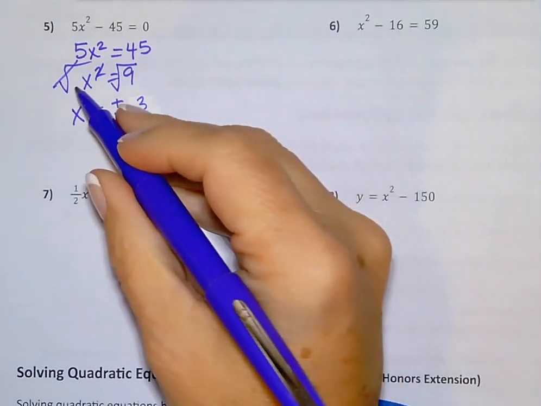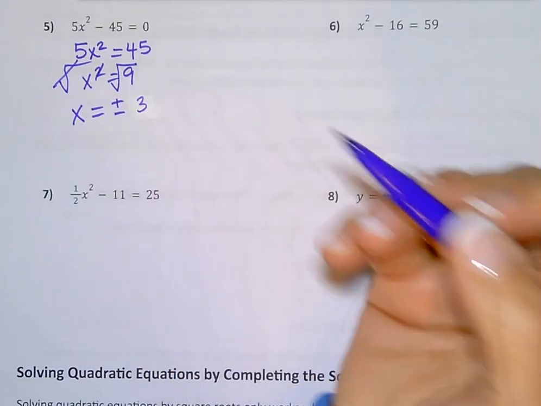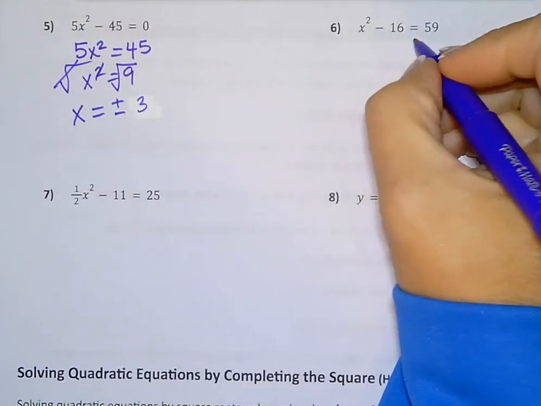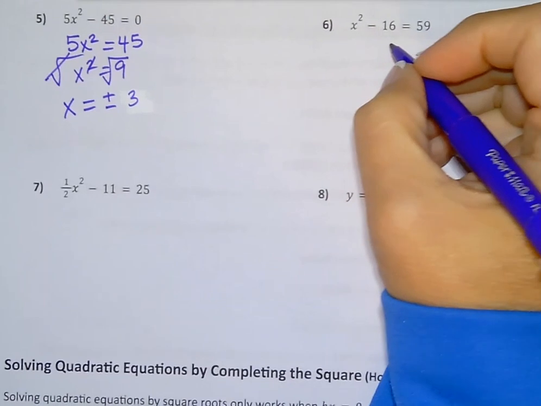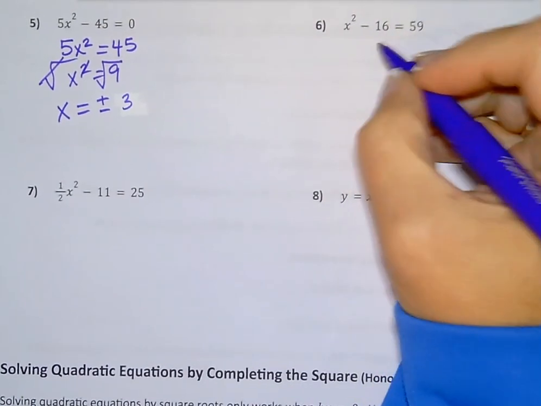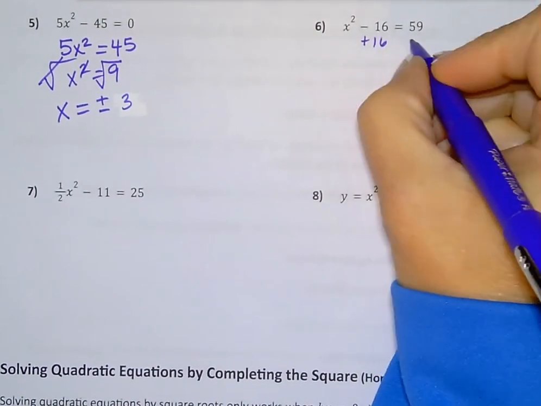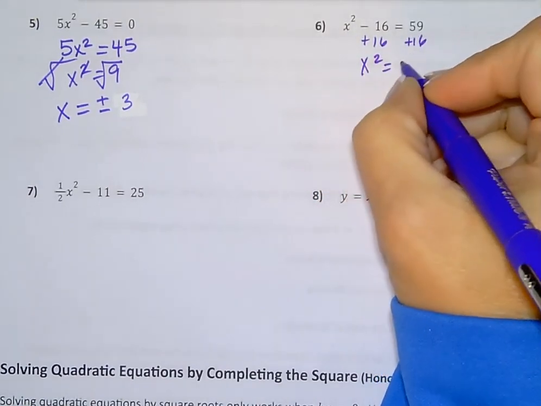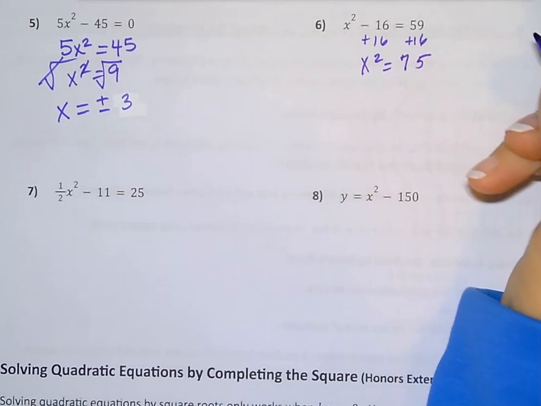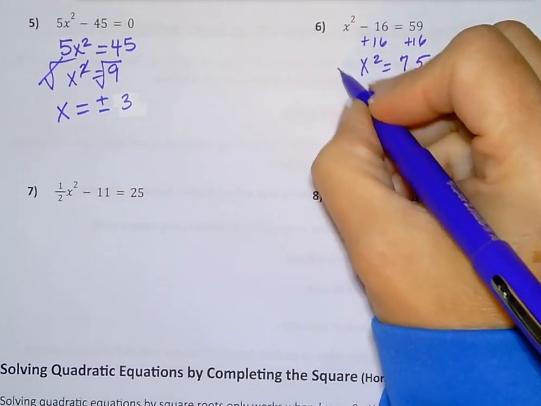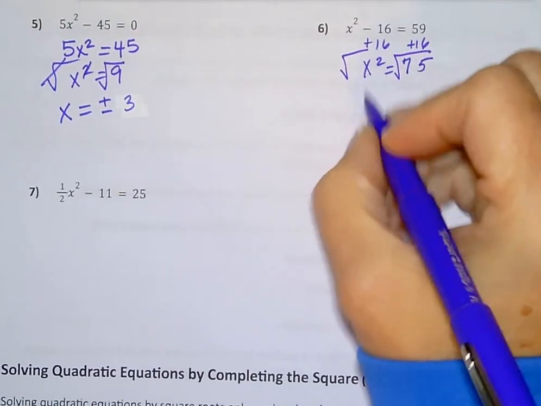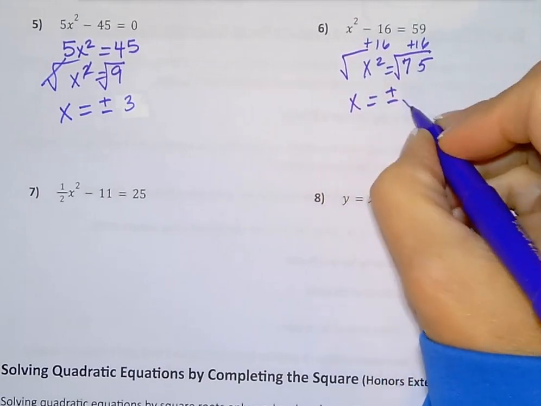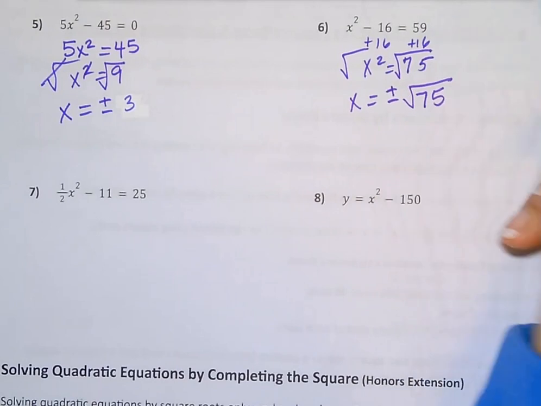Okay, square root of x squared is just x, and the square root of 9 is positive 3 or negative 3. Okay, over here, well, right now I have a bit of a mess, but when I add 16 to each side, I'm going to get x squared equals 75. Okay, I'm going to take the square root of each side, so I get x equals the positive or negative square root of 75.